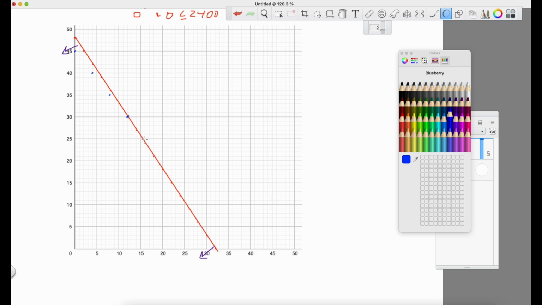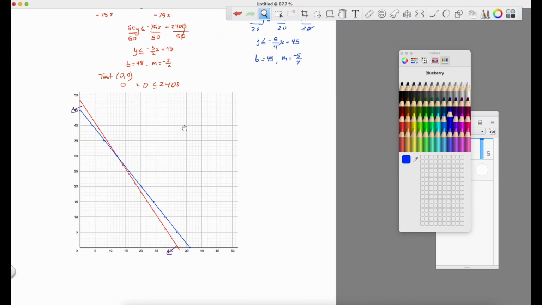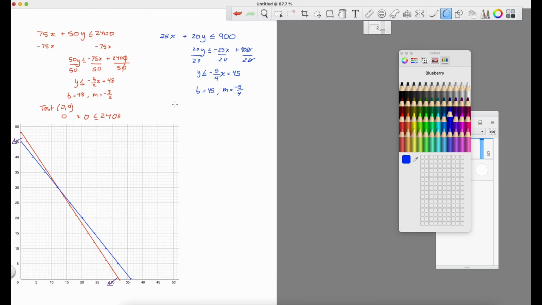1, 2, 3. 1, 2, 3, 4. Down 5. 1, 2, 3, 4. Down 5 over 4. Down 5 over 4. Down 5 over 1, 2, 3, 4. And 1, 2, 3, 4. Okay. There's our line, and we're going to do shading, and I think we'll see it's just the same situation here.